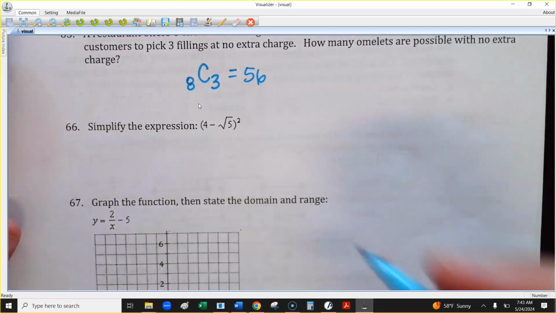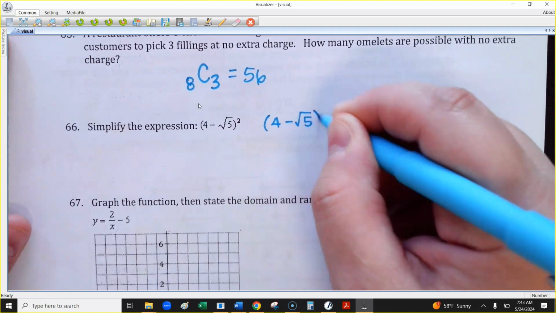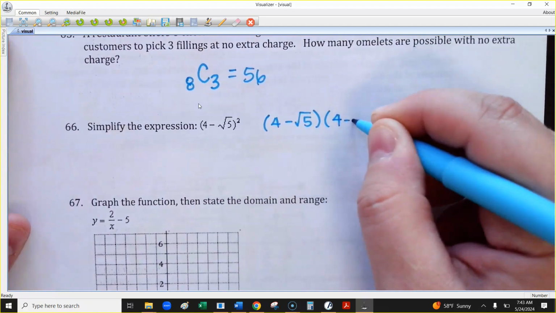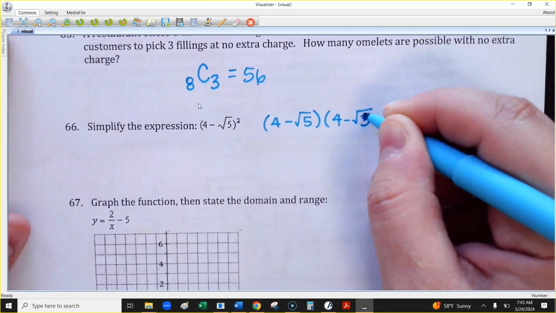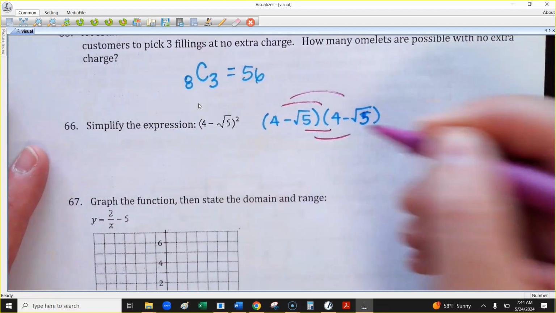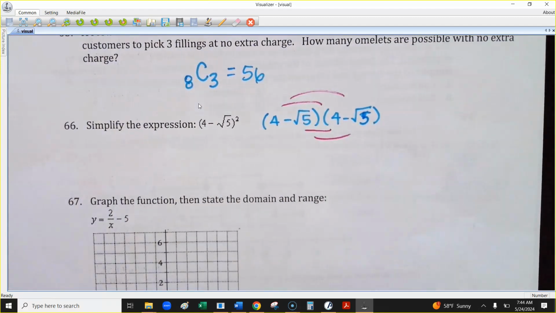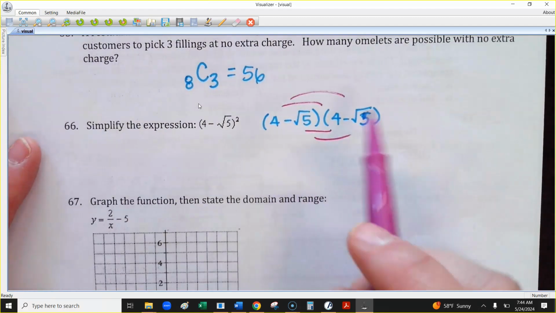Number 66, this is just a little FOIL. I just want to remind you, you cannot distribute an exponent if you have adding or subtracting inside your parentheses. So you want to write that however many times that exponent is, otherwise you'll mess up and miss out on the middle term. So make sure if you're squaring something, you're multiplying it by itself, so just write it twice. And then this can be a little practice with radicals too. You can always multiply together, but you can only add or subtract radicals if they have the same thing underneath.